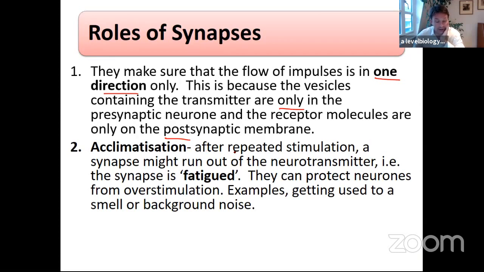Acclimatization: after you've had repeated stimulation, it can run out of neurotransmitter. So if we have lots and lots of action potentials arriving at the presynaptic membrane, then you can run out of neurotransmitter.